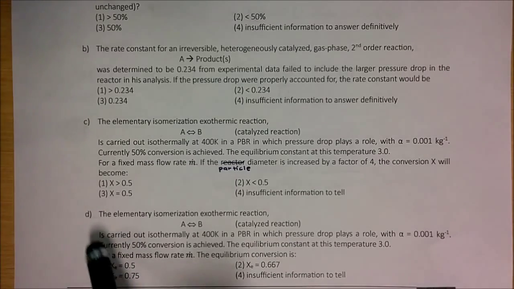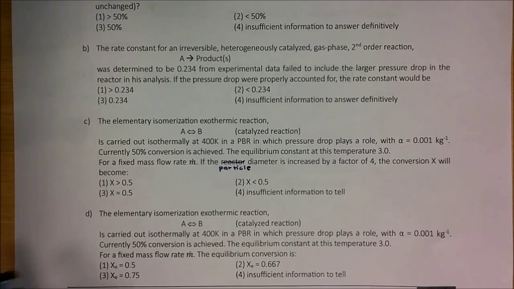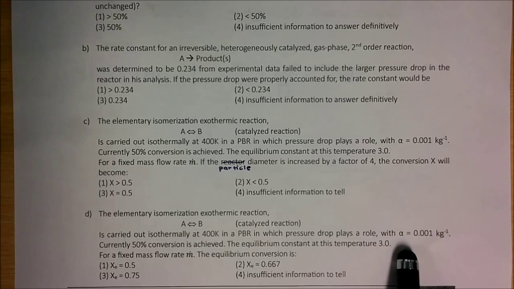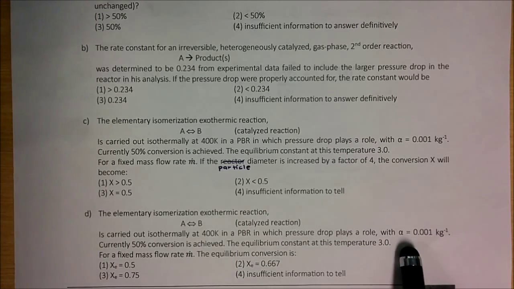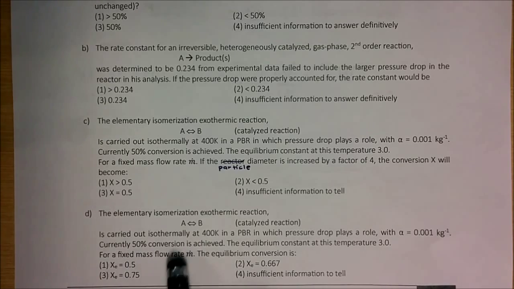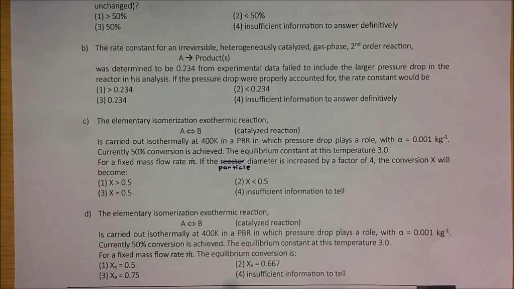So now let's go to the last part of the question, which is part D. We have the elementary isomerization exothermic reaction, and all the data is exactly the same as the previous one. We have the temperature, we have alpha, 50% conversion, mass flow rate m, but the question is what's going to be the equilibrium conversion.